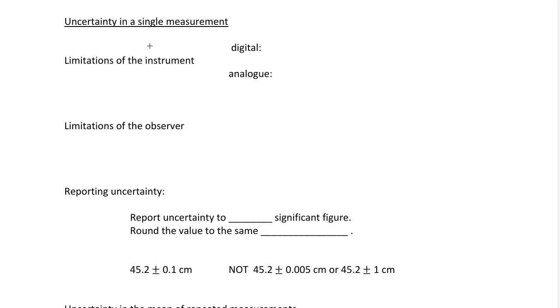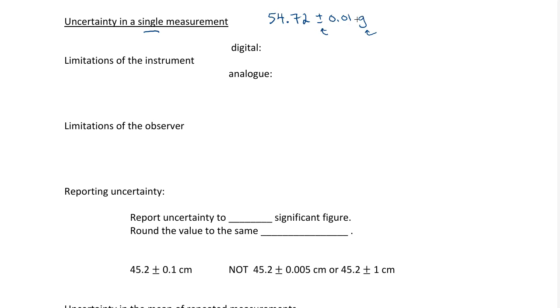Now let's look at how we judge and report uncertainty in a single measurement. First, uncertainty is reported using plus or minus. So for example, you might see something like 54.72 plus or minus 0.01 grams. We use a plus or minus here, and then we put the units at the end of the whole thing.